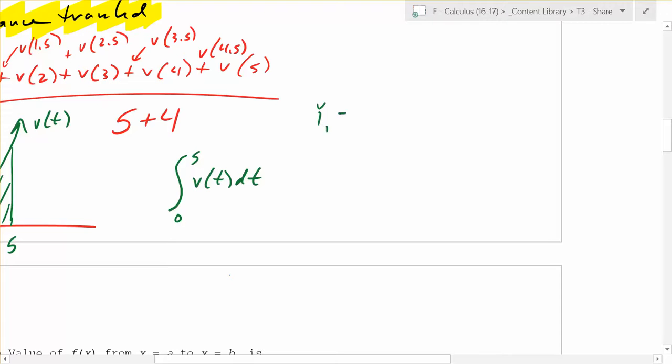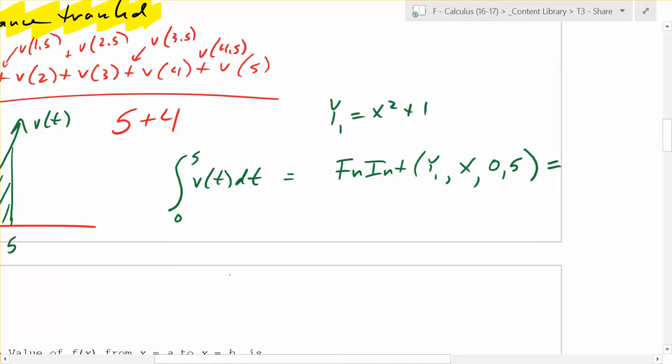So let's say y1. You make y1 equal to, what's the function? Was it t squared plus 1? Yeah. So on your calculator, since it likes to keep things in x, it would be y1 is equal to what? X squared plus 1? And what would this be on your calculator? It would be fn int. You learned this, yes, or Friday. Fn int of what? What goes first? Y1, comma what? X, comma, what are the next two numbers? Do you remember? They're right there on the board. 0, 5. Everybody do this on your calculator right now and tell me what it is.